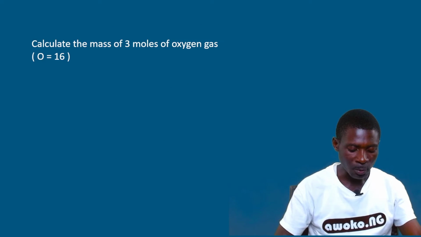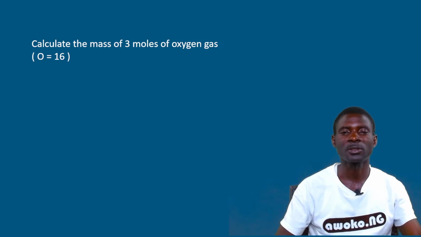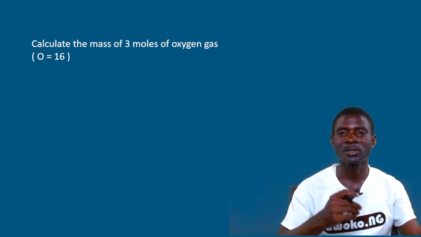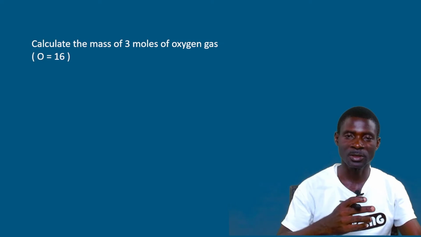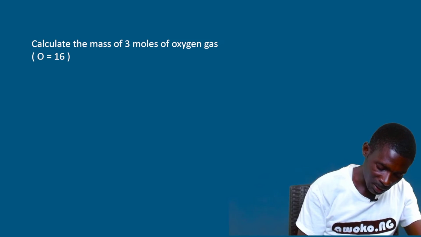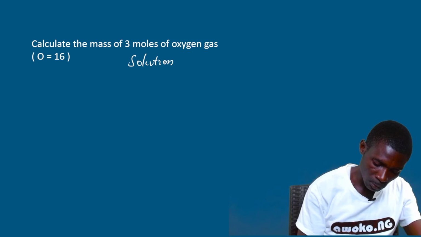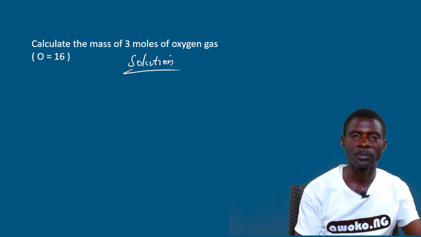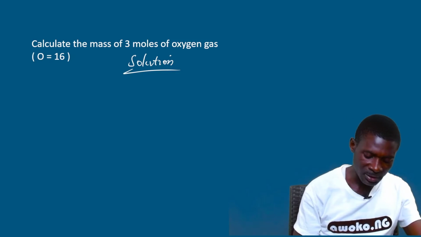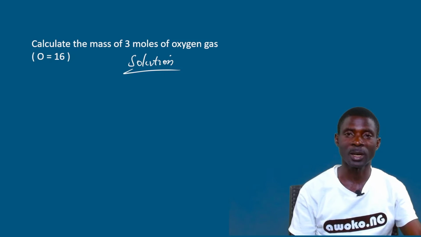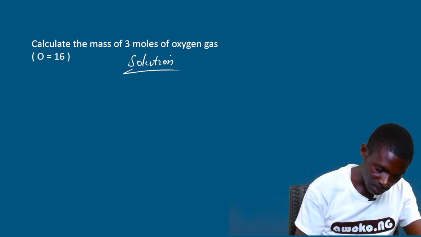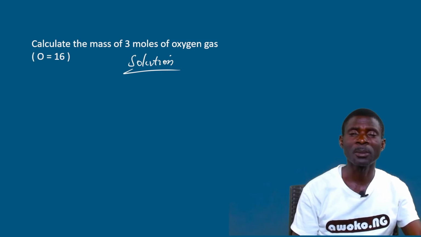Now let's look at the second question here. It says, calculate the mass of 3 moles of oxygen gas. Okay, so now let's look at the solution to the question. Now, 1 mole of oxygen gas, of course, is equal to 32 grams. Now, oxygen gas has an atomic mass of 16, as we have here in the question.